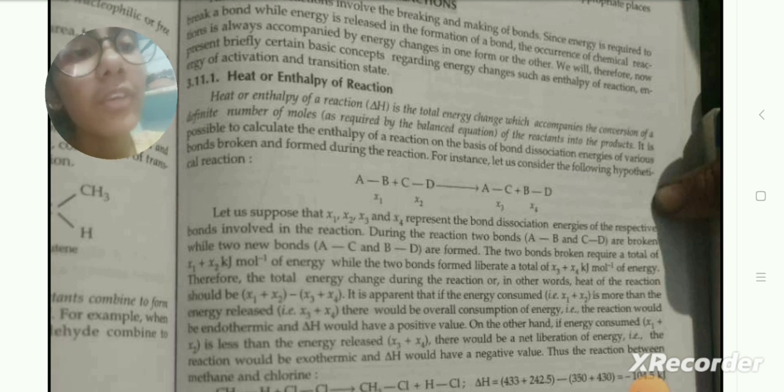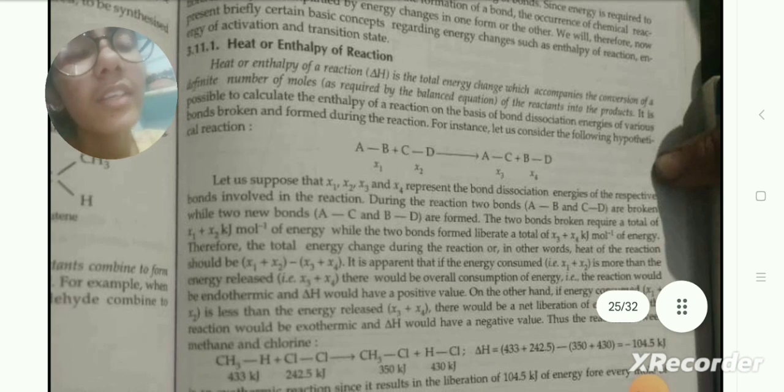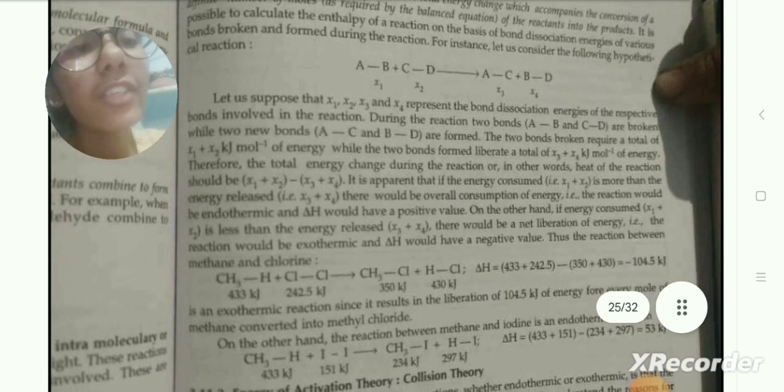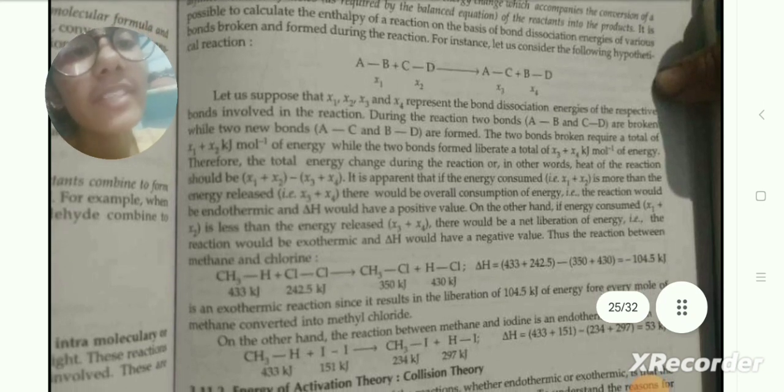For instance, let us consider the following hypothetical reaction. Let us suppose that x1, x2, x3 and x4 represent the bond dissociation energies of the respective bonds involved in the reaction. During the reaction, two bonds are broken, while two bonds, AC and BD, are formed. The two bonds broken require a total of x1 plus x2 energy, while the two bonds formed liberate a total of x3 plus x4 kilojoule per mole of energy. Therefore, the total energy change during the reaction, or in other words the enthalpy of the reaction, should be x1 plus x2 minus x3 plus x4.